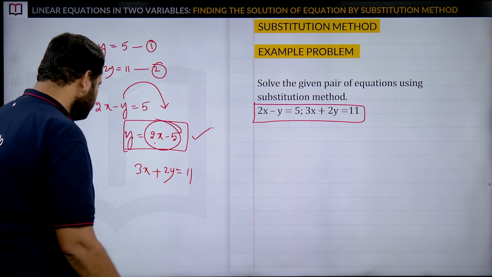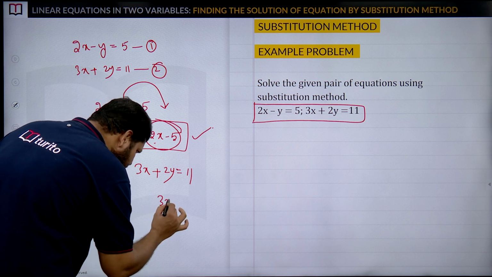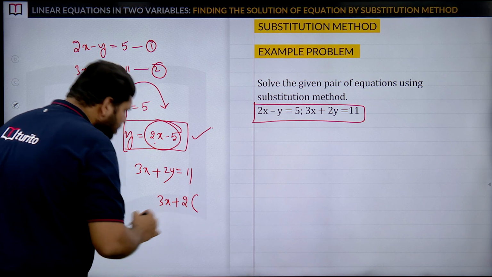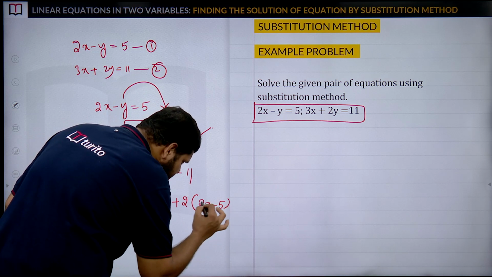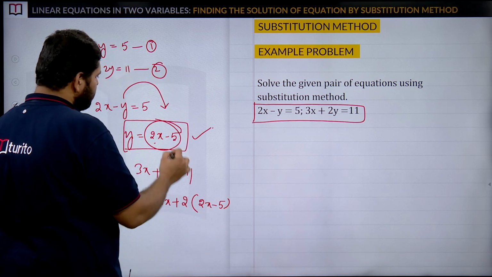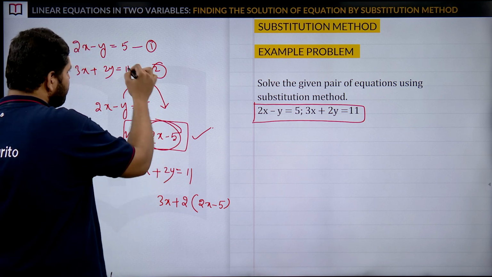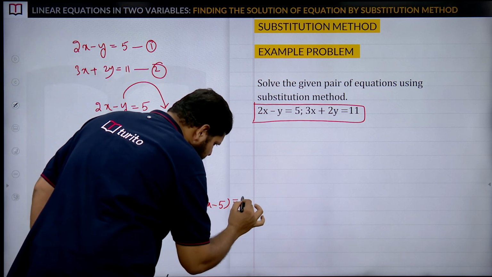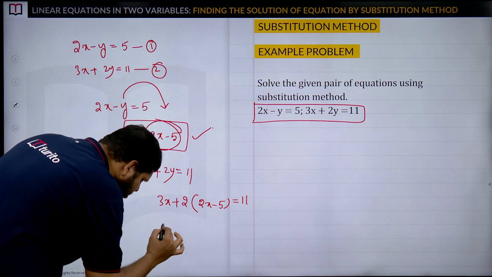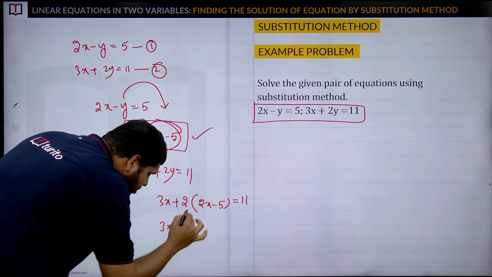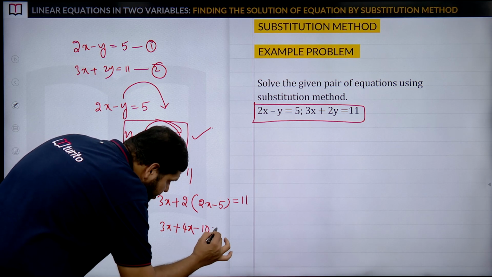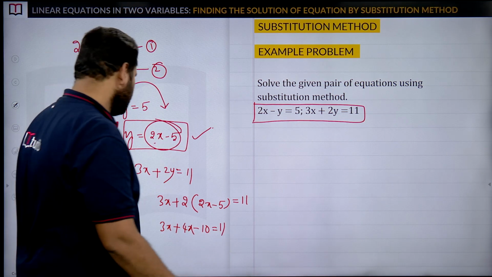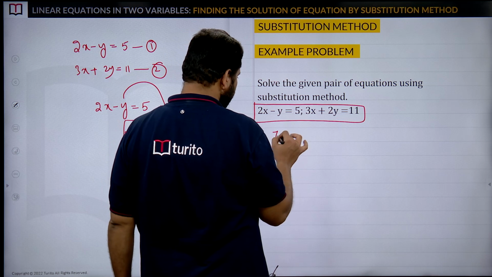Let us see how we can do it. So this is 3x plus 2 into the y value, which is 2x minus 5, equal to 11. So write down equal to 11. This is 3x plus 2 into 2x, we can say 4x, and 2 into minus 5, this is minus 10, is equal to 11.